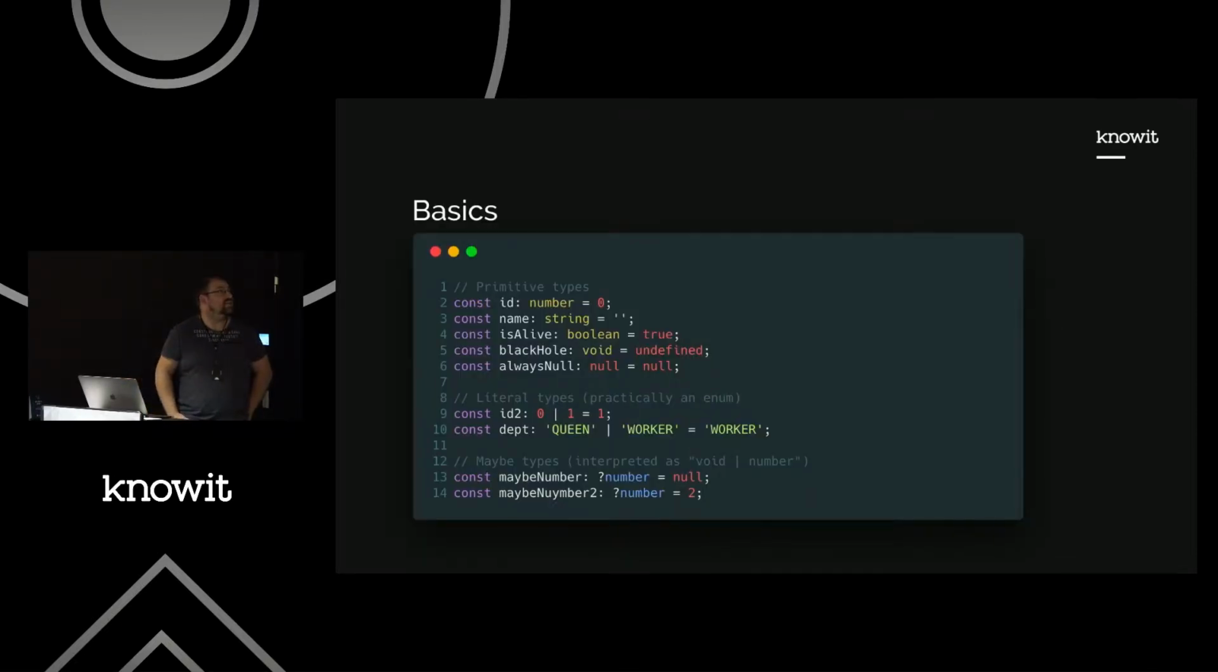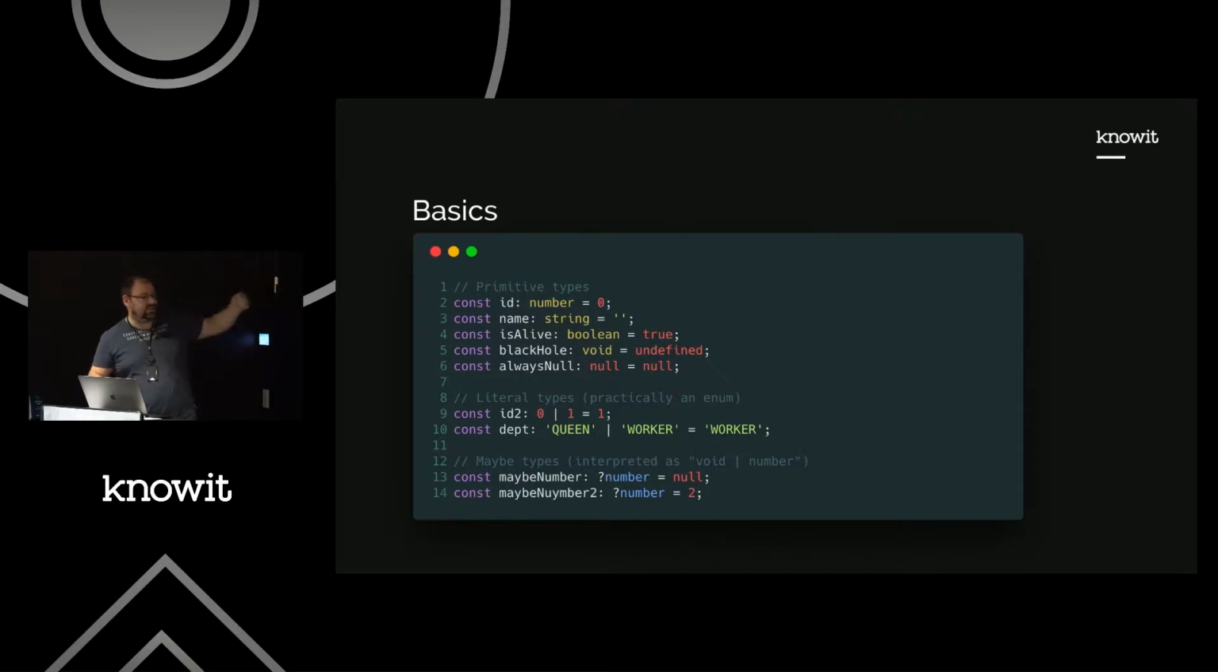Here you have the primitive types: number, string, boolean, void, which is undefined, and null. Those are the primitives. You can have literal types, which is practically an enum, which, as you can see, ID2 is either a 0 or a 1. So if you try to type in something else, a different number, it will say it's not right. You can then use all the primitives, or you can use your own types as well. You have maybe types, which is quite common in several languages today, which says that it can either be this type or it's null or nothing.